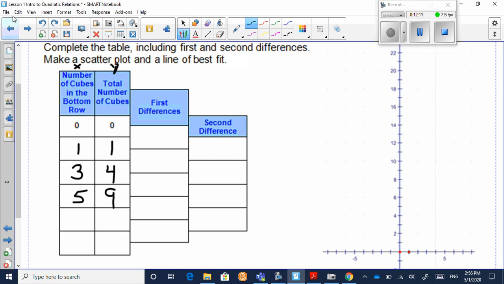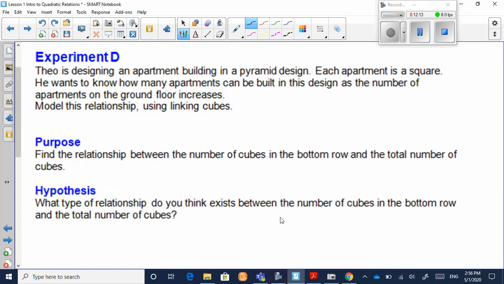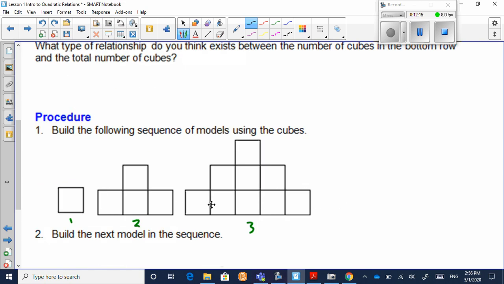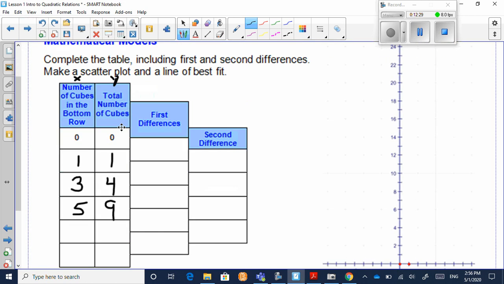If I add those up, look at this. In that one where I had 5 on the bottom, I had 5, 6, 7, 8, 9. I'll show you here. 1, 2, 3, 4, 5, 6, 7, 8, 9. Okay, so that's why we have 9 in total.